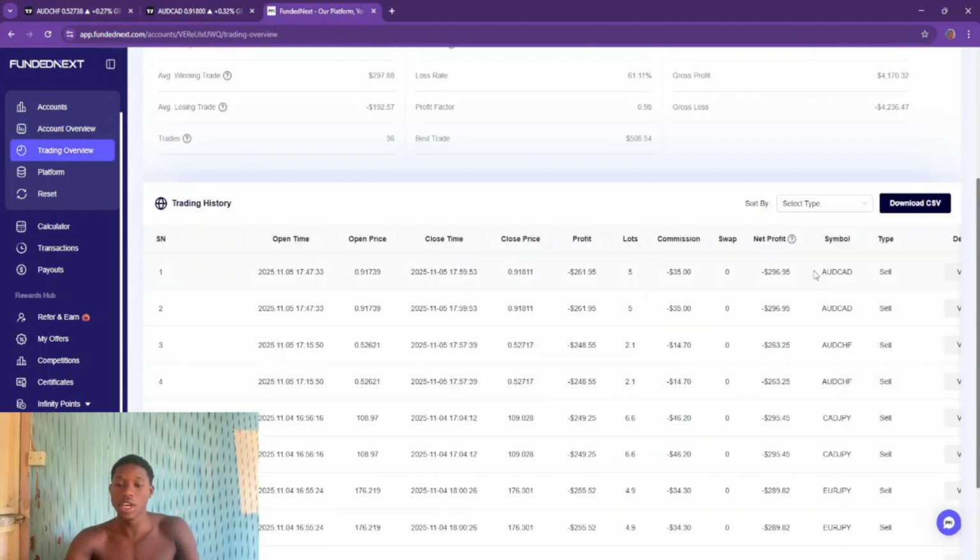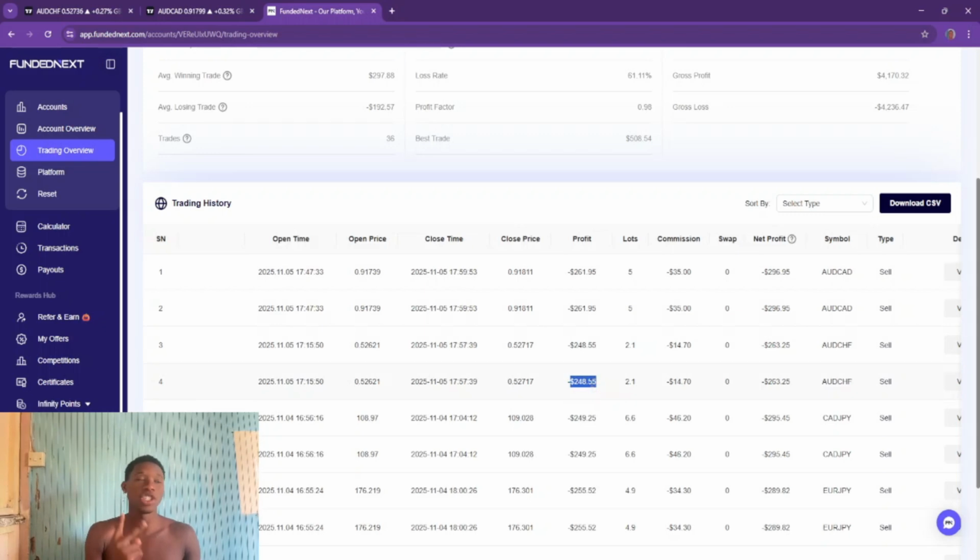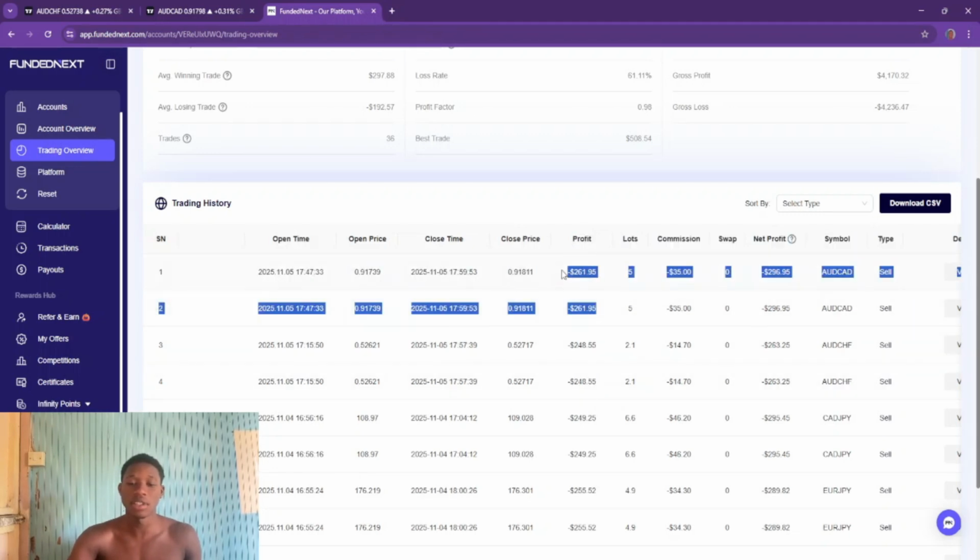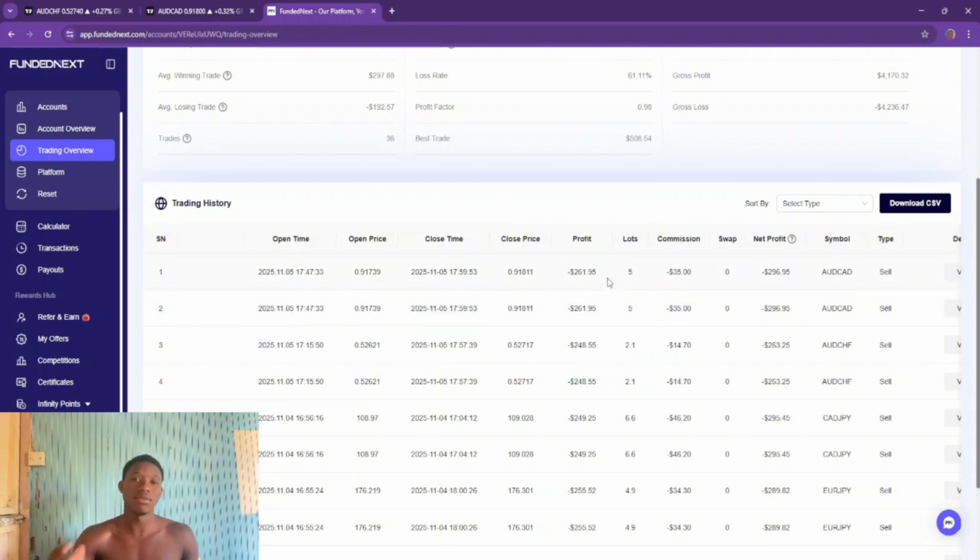We took a trade on AUD CAD and then another trade on AUD CHF. Both of the trades, as you can see, I was risking $250 per position. I entered two positions per trade because I had a take profit one and a take profit two. When you add up these two positions, it comes to $500. That one is around $500, right? The lot size didn't give me exactly $250, so that's why it reached $261.